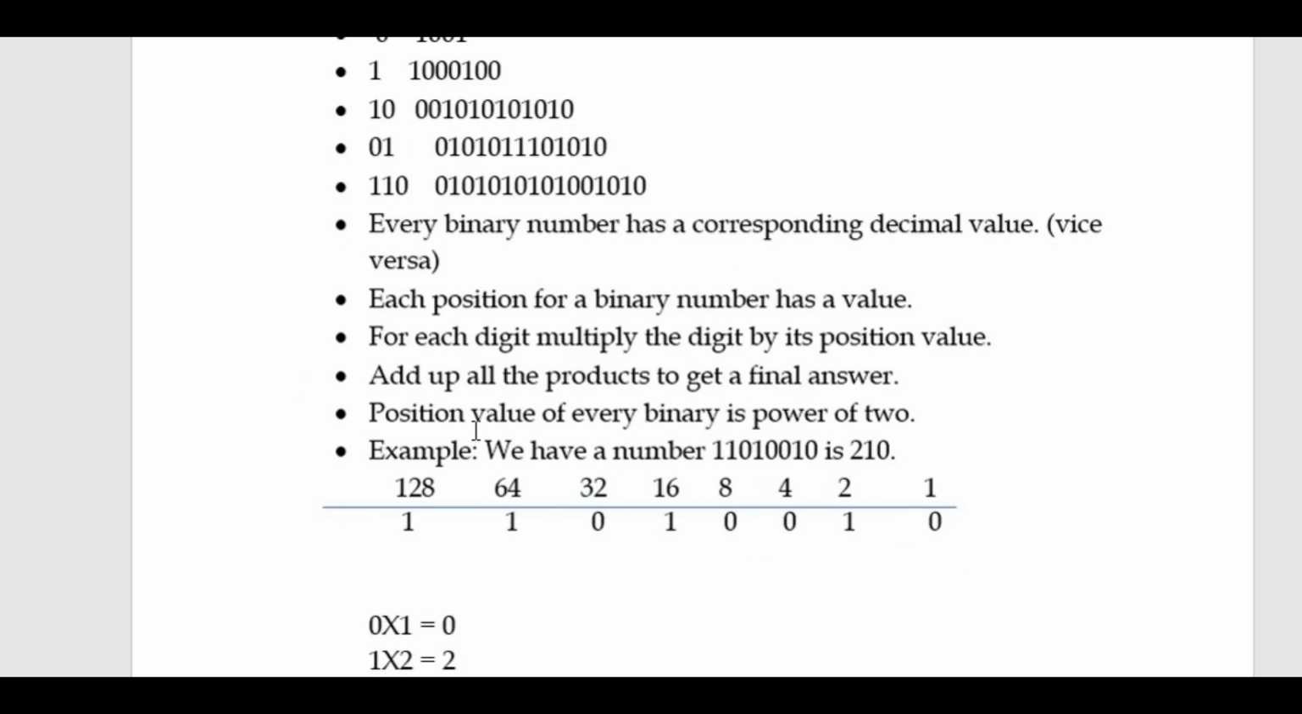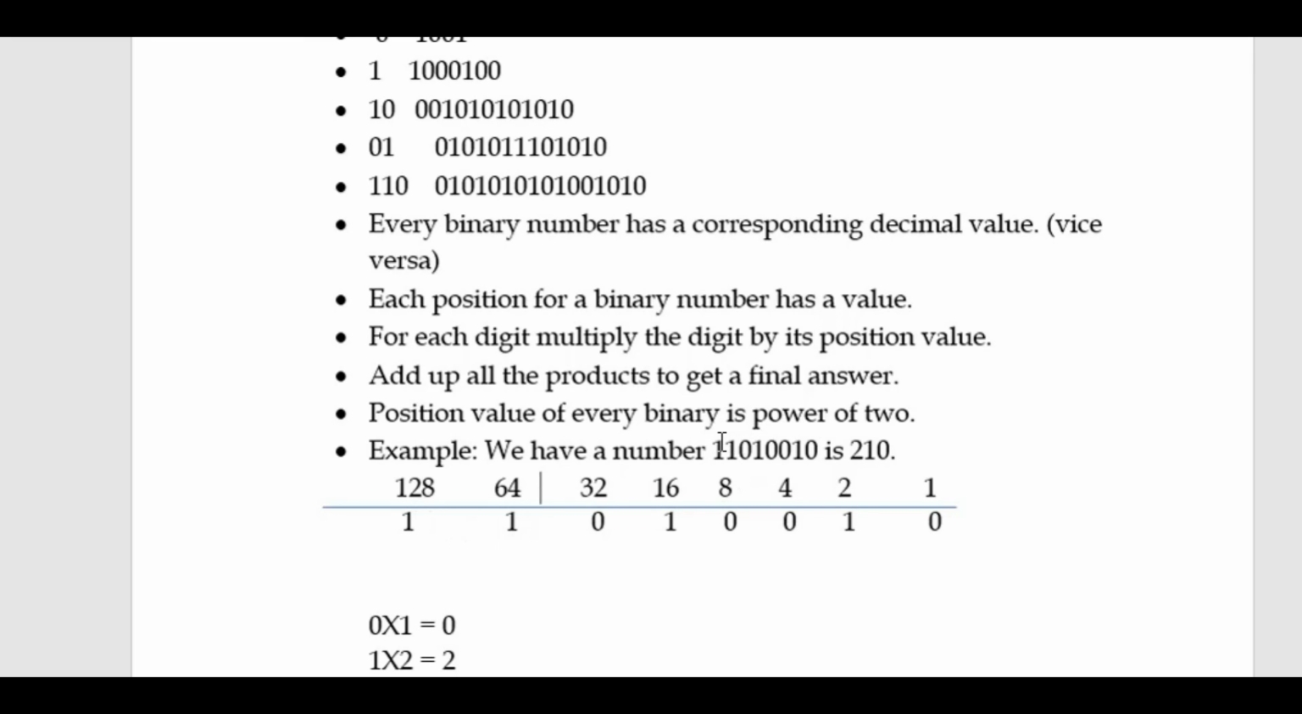Okay, so we have an example: 11010010 is 210. So this binary code is going to give us a result of 210. I took some numbers at random wherein I'll get a result of 210. You can take any numbers according to your requirement. So I have 128, 64, 32, 16, 8, 4, 2 and 1. It is a sequence of 8 positions, wherein we'll get a result of 210.